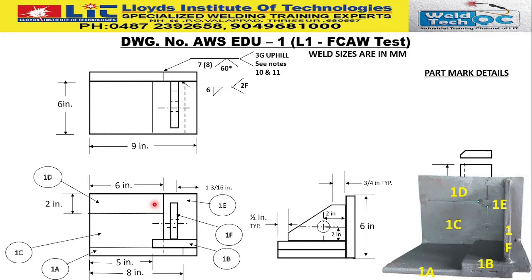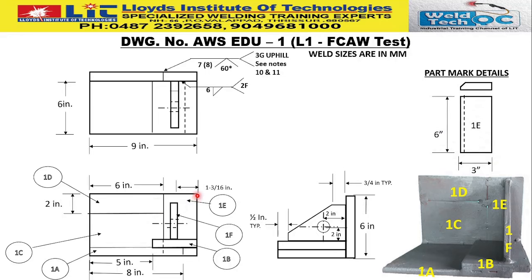Now let us see 1E. 1E is this portion, this one here. The dimension is 6 inch length and 3 inch width. This one is the 1E. It goes below, even up to this level. It is not visible because it goes down from here, and that's the reason it is a dotted line here. On one side the edge preparation will be there.